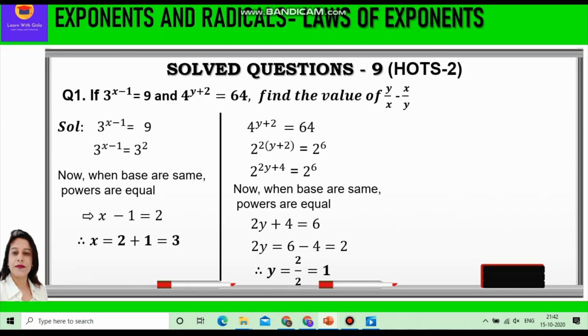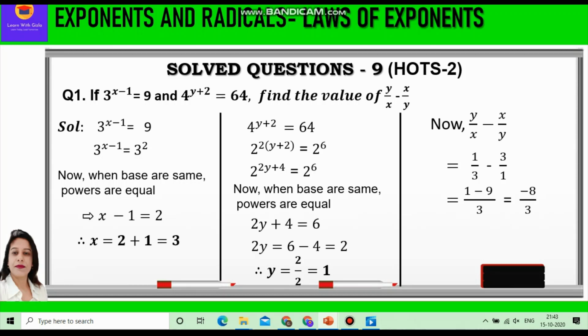Now earlier we have calculated the value of x, that is 3, and y is 1. Now we shall substitute the values of both x and y in the given expression, that is y upon x minus x upon y. So we will write 1 upon 3 minus 3 upon 1. Now 3 and 1, the LCM is 3. So we shall write 1 minus 9 upon 3 is equal to minus 8 upon 3. So this is our answer to this expression, y upon x minus x upon y is equal to minus 8 by 3.